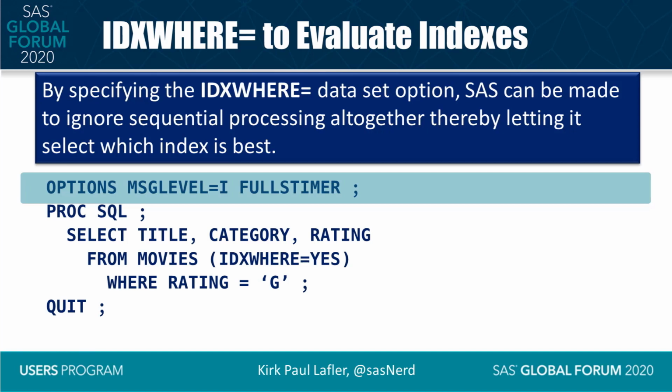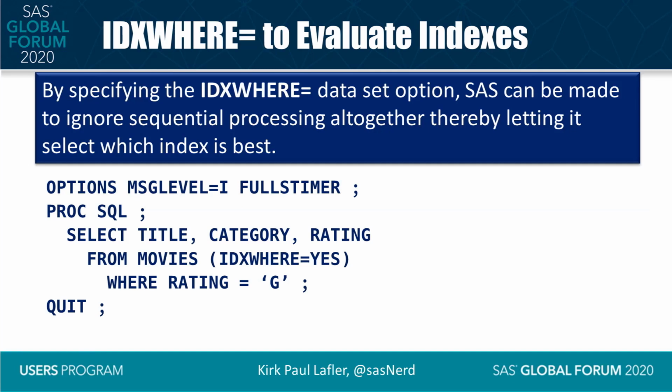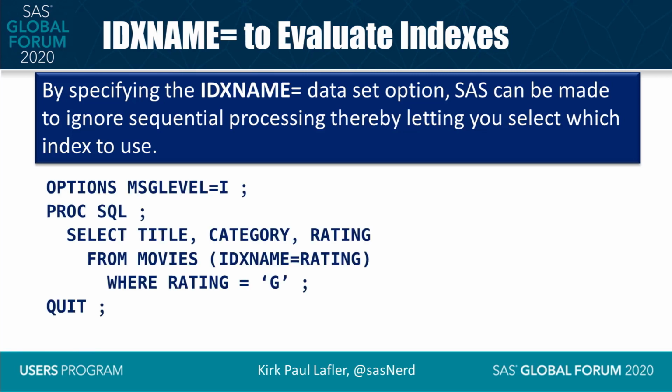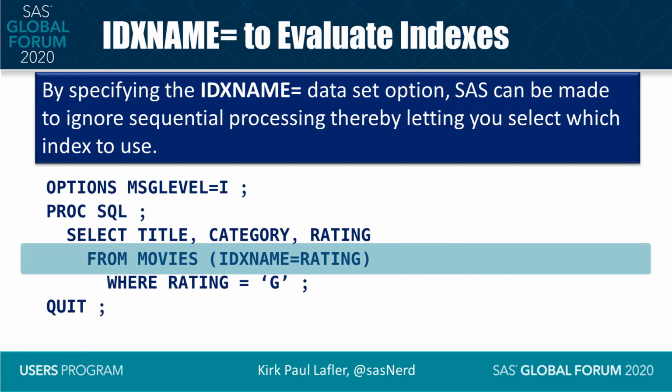And we're going to specify IDX where equals yes, meaning let the optimizer choose which index is best to satisfy the processing of the query. We also have another data set option called IDX name equals to evaluate indexes. Just like the IDX where equals, SAS can be made to ignore sequential processing, thereby letting us select which index to use. Now, both the IDX where equals and the IDX name equals dataset options are well and good.